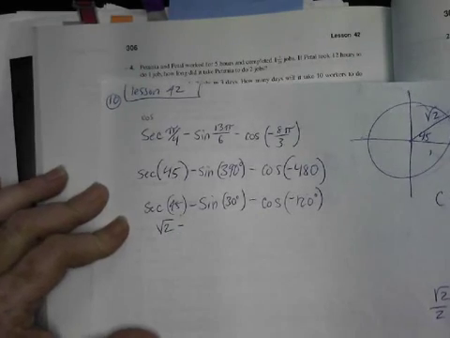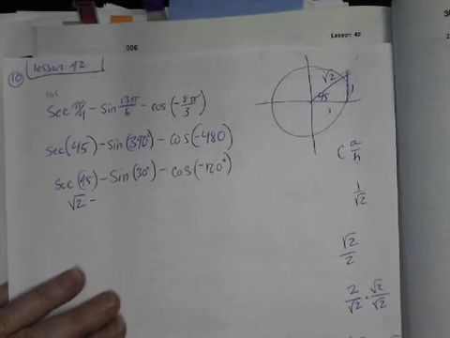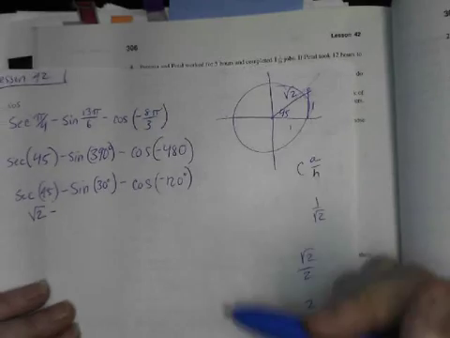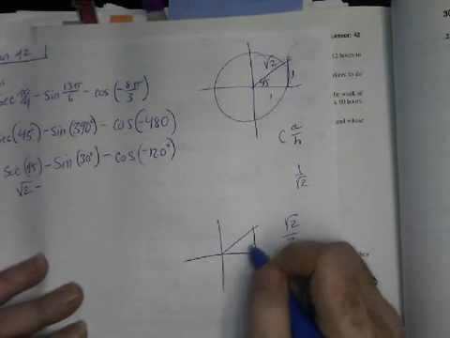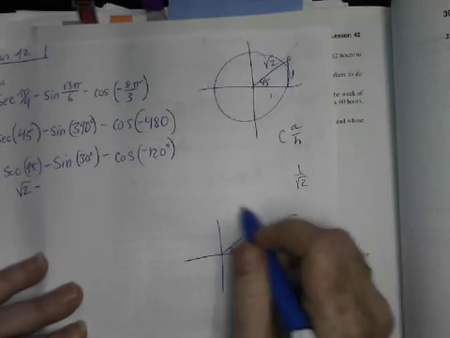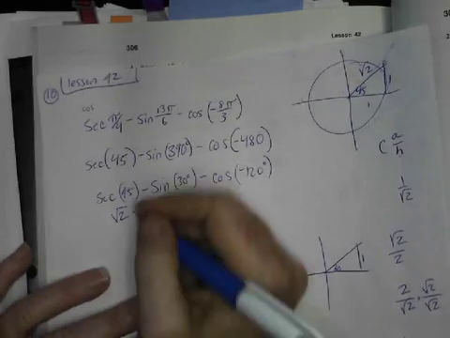Sine of 30, isn't sine of 30 a half? But am I sure? Yes, I'm pretty sure that sine of 30 is a half.